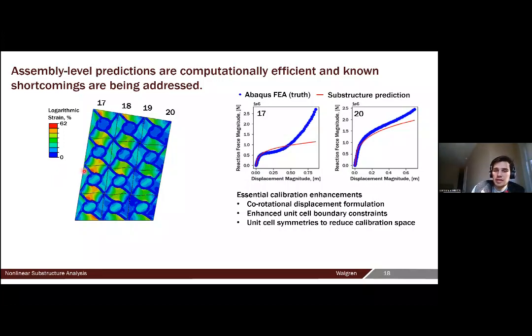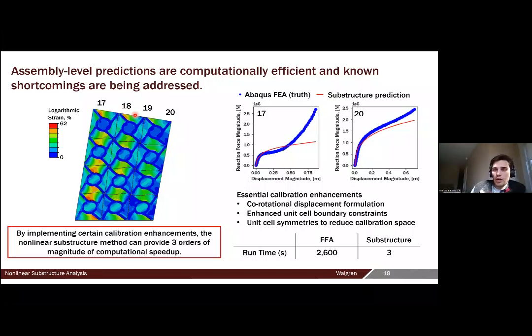The last of which is we have a 40 parameter calibration space. So that involves optimization of 40 different design variables, and that's a very large optimization space. If we can embed unit cell symmetries, because each one of these geometries has a certain amount of symmetry in it, we could reduce that calibration space down to a feasible number of design variables, and we would get better calibrations out of it.